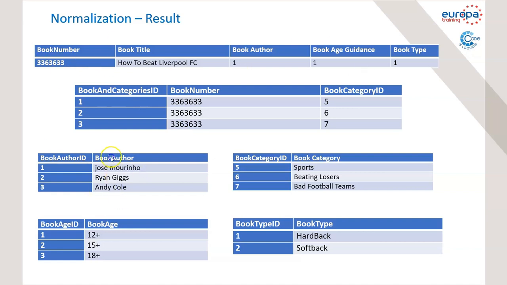If we want to find every book by Jose Mourinho, we search the book table for everything with a book number of 1. If we want to find every hardback, we go book type 1. For example, if you look up this book record, you may think, what type is this book? Straight away it's hardback. What age range is it? Oh, it's 1, 12 plus. So from this actual structure, we can review the whole database based on one data record.